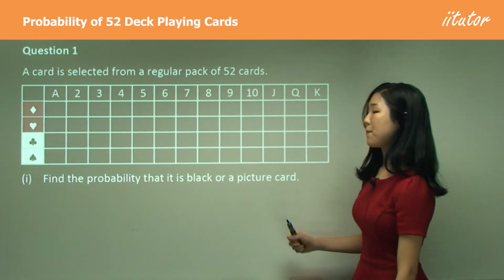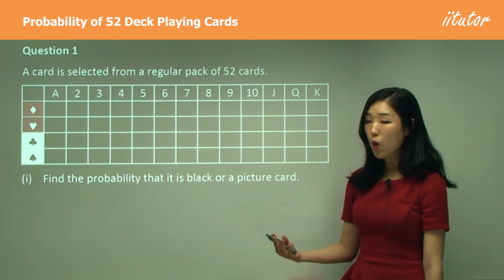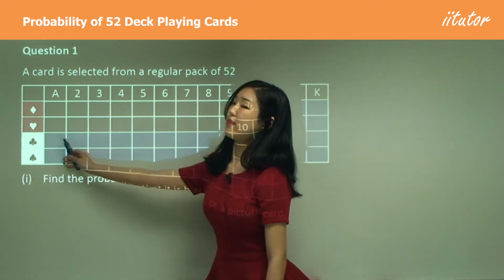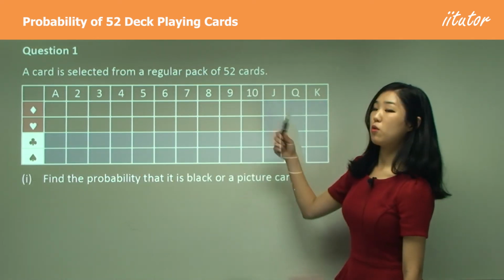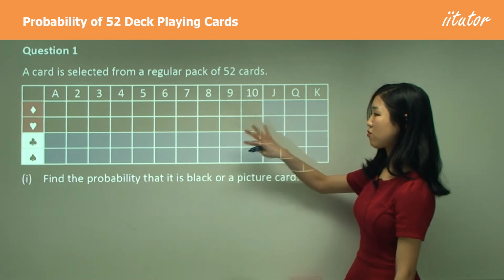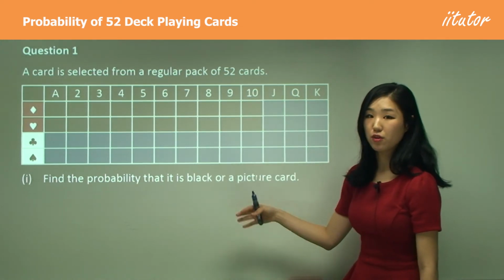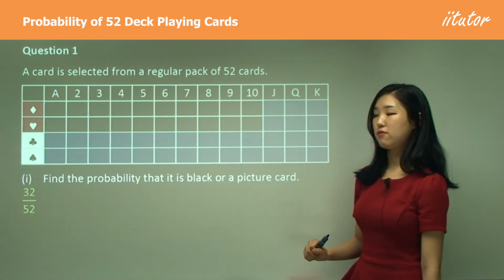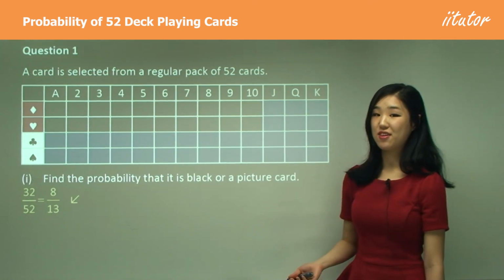I, black or a picture card. So it could be a black or a picture. We know that these are picture cards and these are blacks. So all of this is what we include here. It could be black or a picture card. So even if it's red, if it's a picture card, that's included. So if you count them up, you should get 32. So 32 out of 52, simplified to 8 on 13.